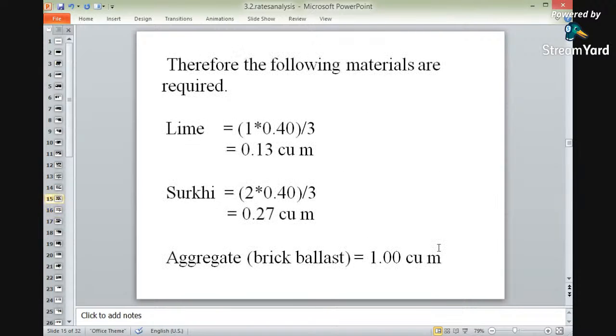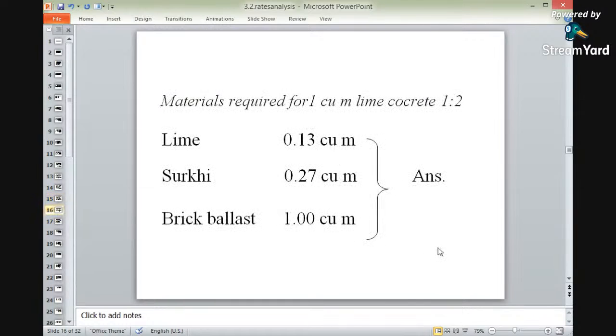Again, brick ballast can also be used. Aggregates or brick ballast, here we have taken as 1 cubic meter. For a proper mix, we have taken 1 cubic meter. So we can have the brick ballast also, and it has been directly taken as 1 cubic meter. So how much materials are required for this? The cement concrete, how much materials are required in this?